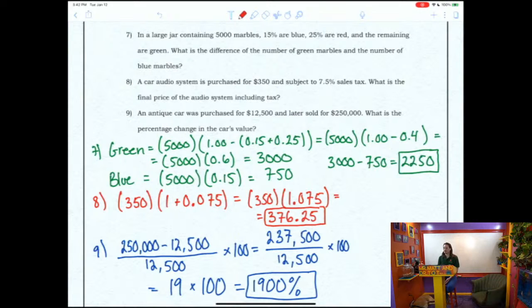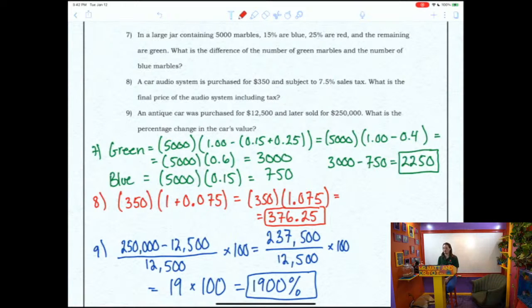Number 8, if we originally have a car system that's purchased for $350 and subject to a 7.5% sales tax, what is the final price including tax? So 7.5% written as a decimal is going to be 0.075. So that extra 0.5 in the percentage just gets tacked on to the end in the thousandths place in the decimal. So if we take 1 plus 0.075, that's going to leave us with 1.075.